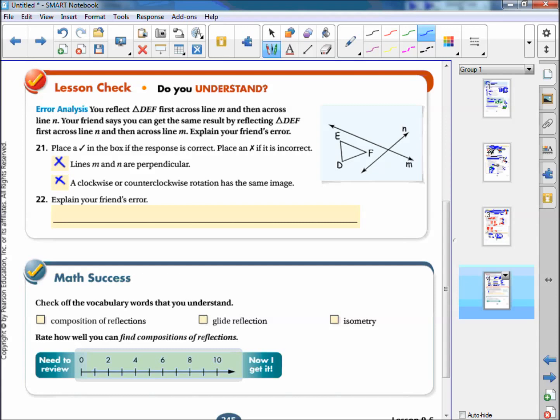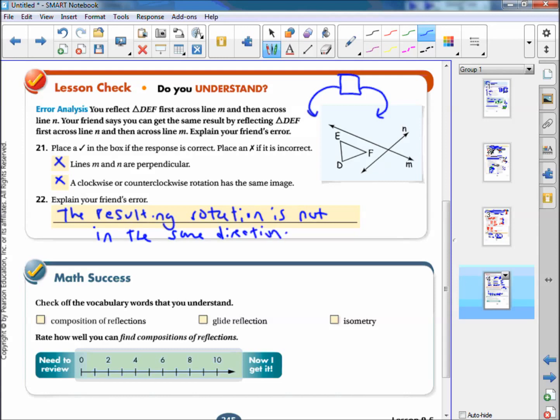So I'm saying, like, if you do a rotation, okay, and you rotate it 60 degrees this way, or you rotate it 60 degrees that way, they're not going to look the same. So your friend's error is the resulting rotation is not in the same direction. And then I'm going to show you a geometry sketchpad to see a little better what's going on. Okay, so the resulting rotation is not in the same direction. All right, so let's take a look at the geometry sketchpad and see what's happening here.